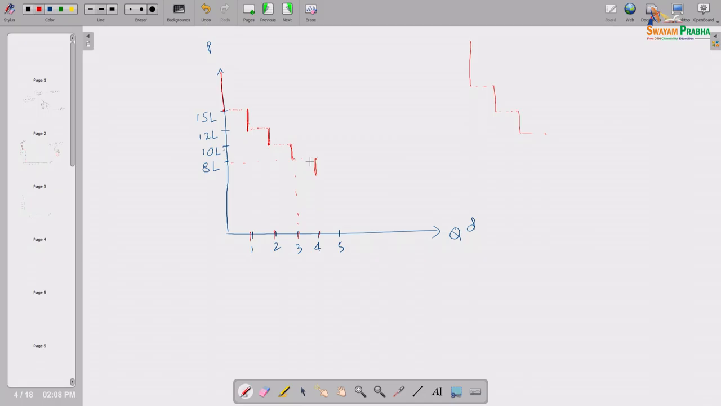Let me repeat again, let me clarify again. Why this kind of demand curve? Because there is no meaning of a car in between this and this. In between means, if this is 1 and this is 2 on the horizontal side, in between these two is 1 point something, some fraction between 1 and 2. There is no meaning of a car of that number, say 1.3 cars. There is no meaning because the good here is a discrete good, right. So that is the thing. So this kind of demand curve we will get.